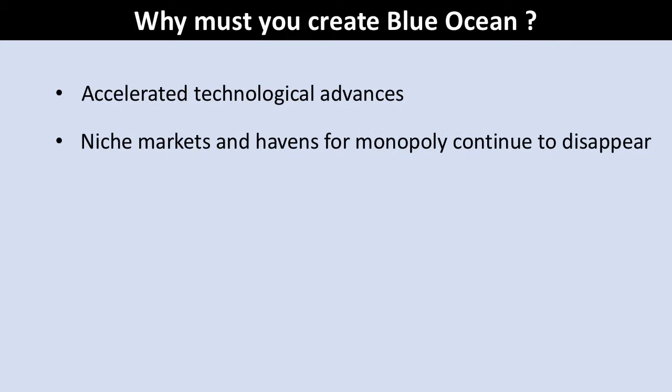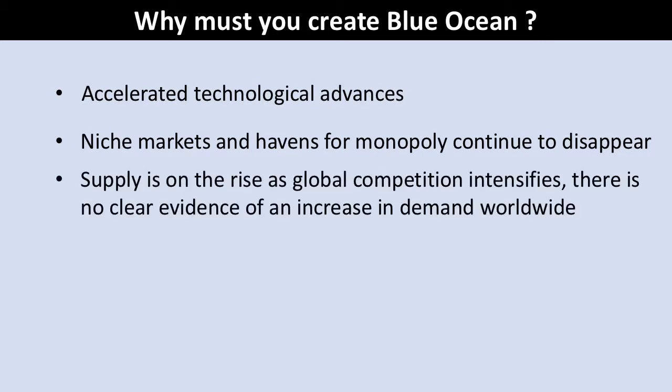Reason number 2, niche markets and havens for monopoly are beginning to disappear. Because there is so much information on products and services readily available instantly through the internet, it becomes much more competitive. Anything that is unique, innovative and extremely lucrative in one market, as long as the information is available on the internet, other competitors can start moving into the industry and competing for that particular market share.